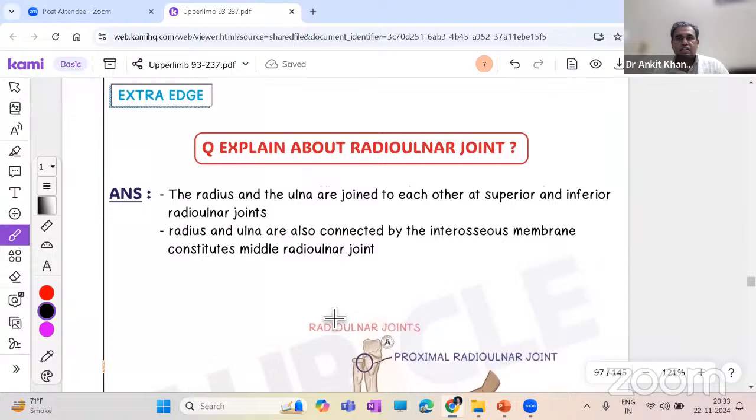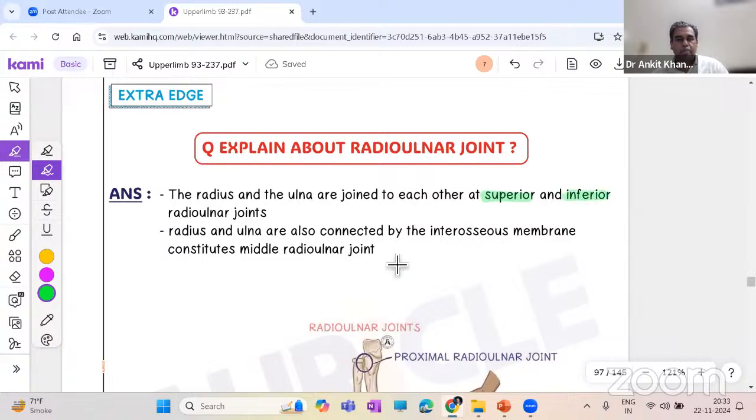Okay, now let's see the radioulnar joint. Basically, we have the superior and inferior radioulnar joints, which are between the bones. In between them, we have an interosseous membrane. This is nothing but simple fibrous tissue between the radius and ulna. It actually helps keep them aligned, and you'll see later on that the interosseous membrane also helps in increasing the surface area for the attachment of muscles. Get the point? So it helps in that.